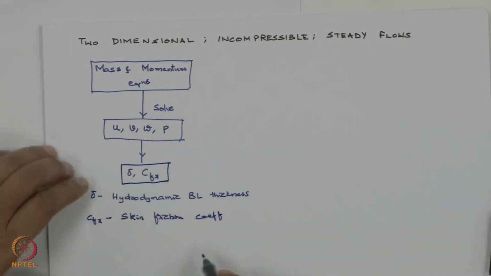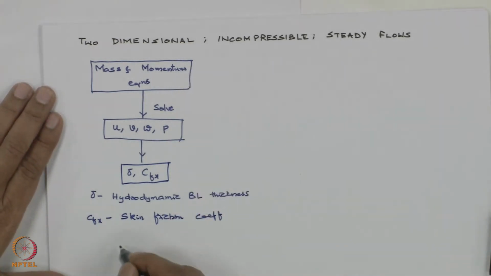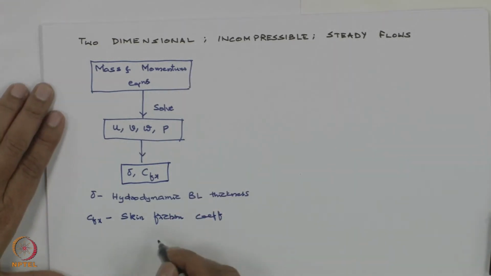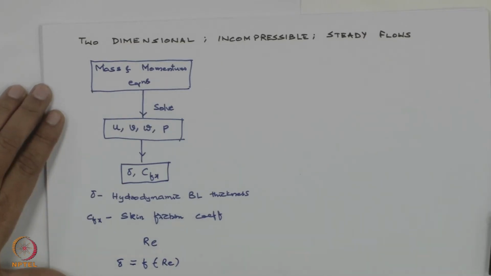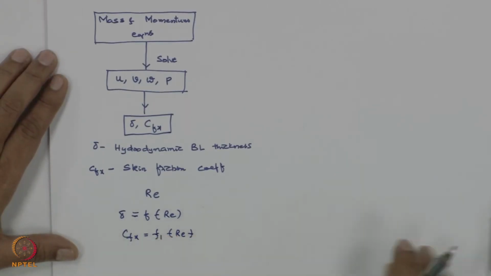Now, I want to remind you, in the mass and momentum equations, when we non-dimensionalize, what was the non-dimensional number we got? We got the Reynolds number. So it is natural for us to expect that delta would be a function of Reynolds number, and Cfx would also be a function of only Reynolds number. So let us see how that happens: delta as a function of Reynolds number and Cfx as a function of Reynolds number.